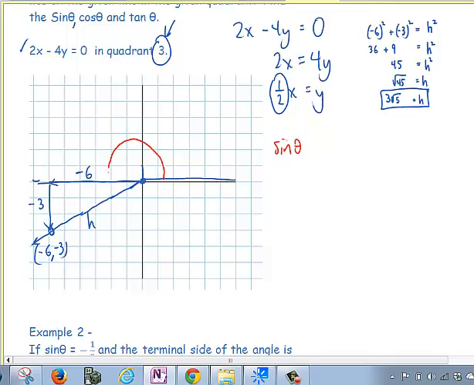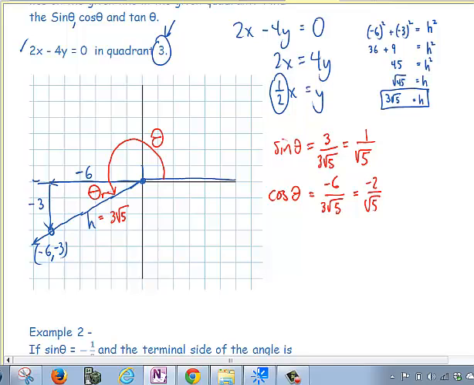So theta is this angle here, but the reference angle is that acute angle, that's a bow tie angle. So the sine of theta will be -3 over 3 root 5. And this simplifies to give you 1 over root 5. The cosine of theta is going to give you -6 over 3 root 5. And that's going to give you -2 over root 5.